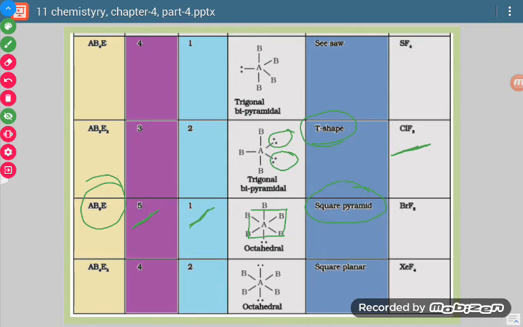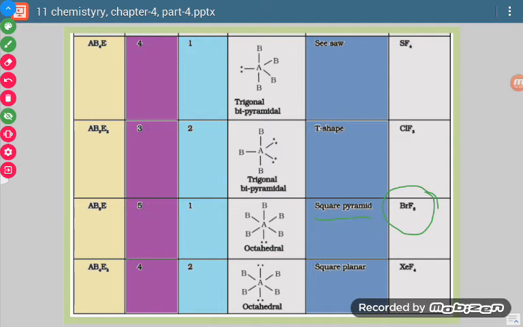Square pyramidal. If we join these 4 which are on the same plane and we join those 4 corners with the upper atom which is above the plane, then it gives a shape of a pyramid. So we say it is square pyramidal. For example, BrF5. BrF5 is an example of square pyramidal geometry.